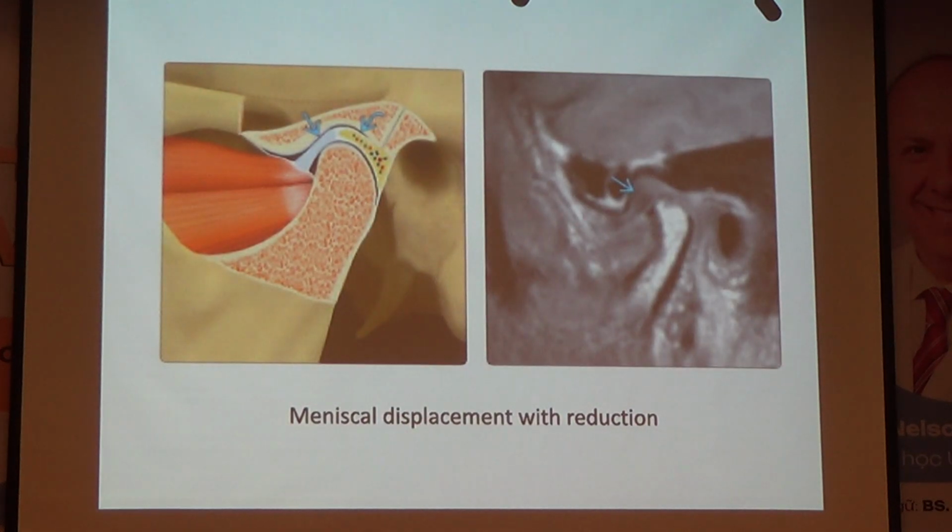And we have something like this. And when the patient moves back, the disc is in front. What happens here is that when the patient starts to move, the condyle catches the disc and moves forward. When the patient gets back, it loses the disc again.